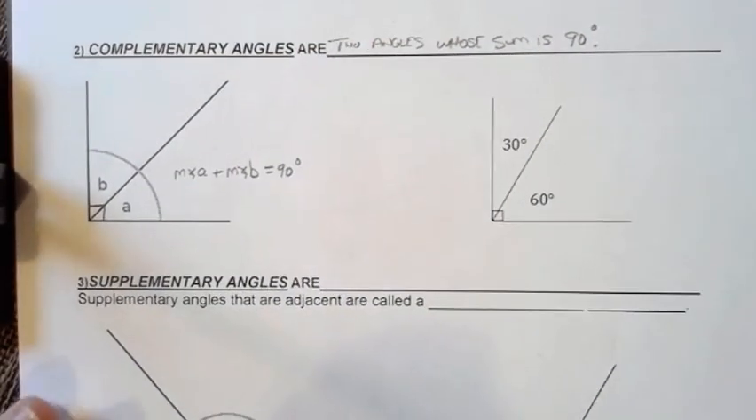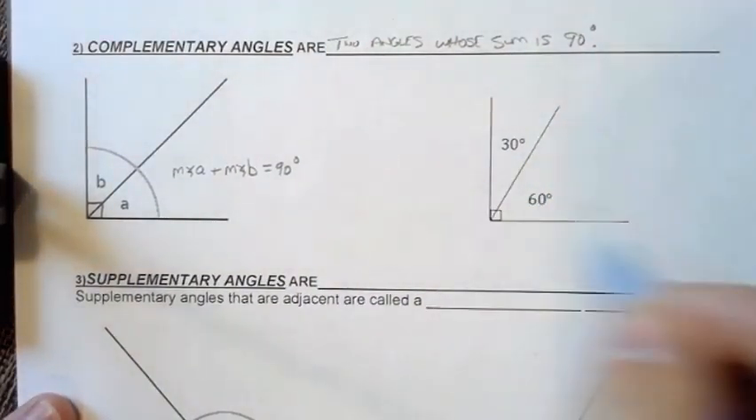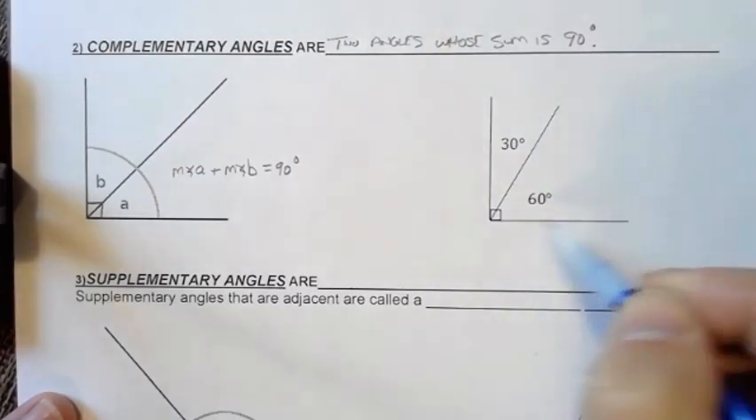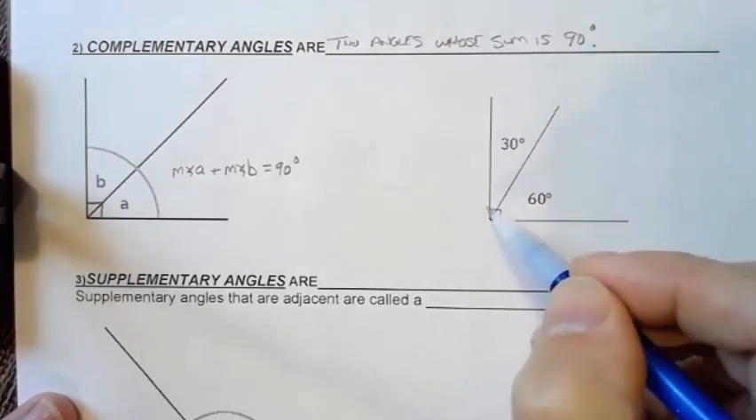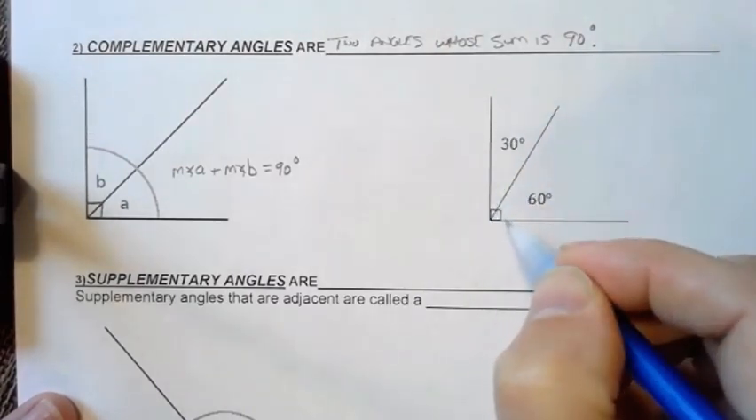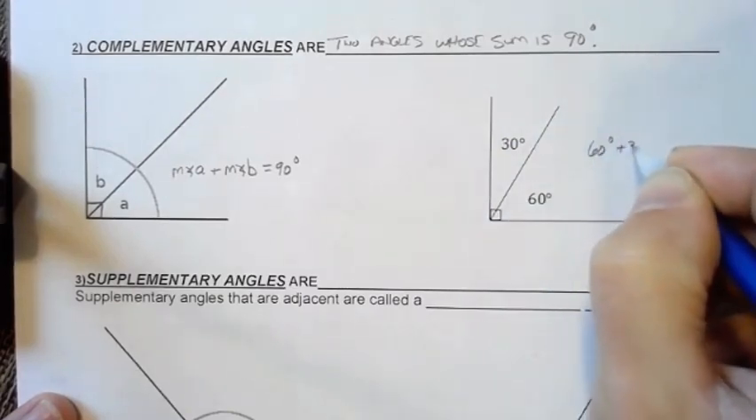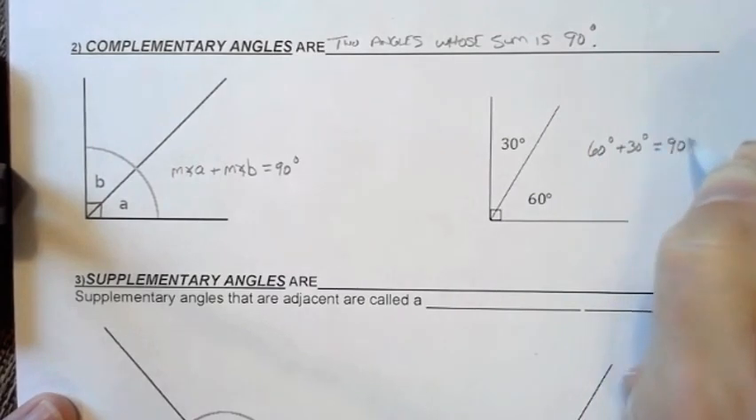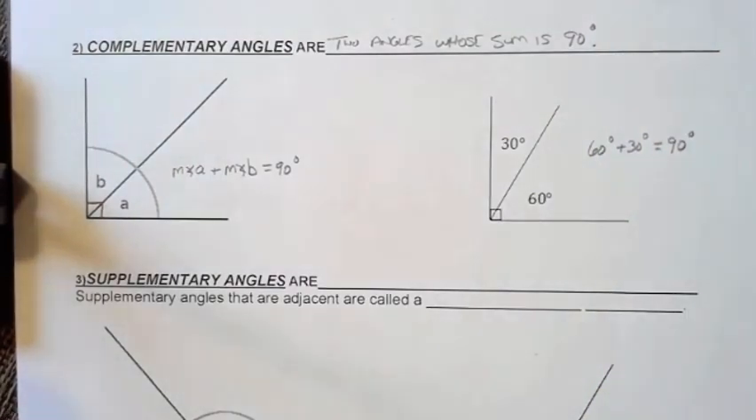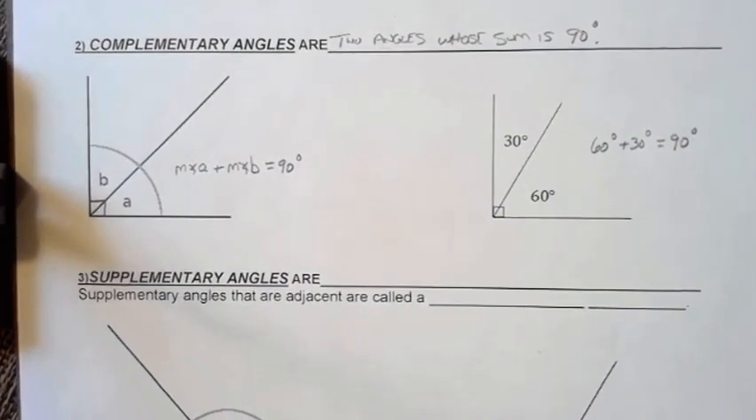Another way to look at it, in this picture right here, I've got this 60-degree angle and I've got this 30-degree angle, and when I put them together, they have created the right angle. 60 degrees plus 30 degrees is equal to 90 degrees. All right, so that's what complementary angles are.